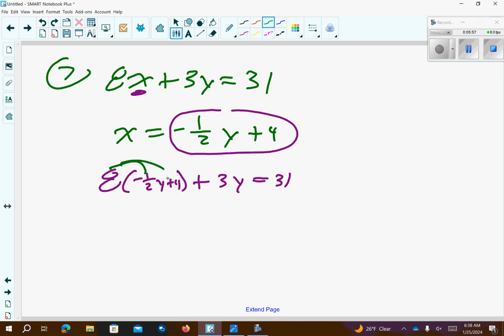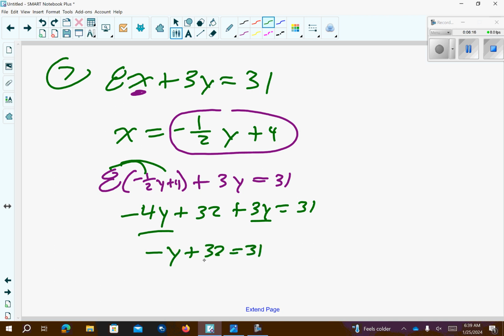Let's distribute over the parentheses. Negative half of 8 is negative 4. And then 8 times 4 is 32. Plus 3y equals 31. Those are like terms, so I'm going to get negative y plus 32 equals 31. Subtract 32 from both sides, so I'm going to get negative 1. Multiply both sides by negative 1. So I'm going to get y equals 1.